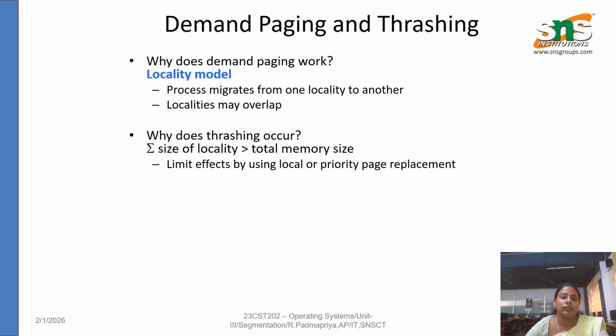What is demand paging and thrashing? We have already discussed thrashing. Demand paging works on locality: the process migrates from one locality to another, which comes under local page replacement. Localities may overlap. Thrashing occurs when the size of the locality exceeds the allocated memory; its effects can be limited by using local or priority page replacement.